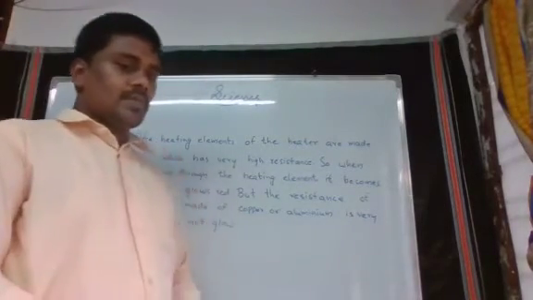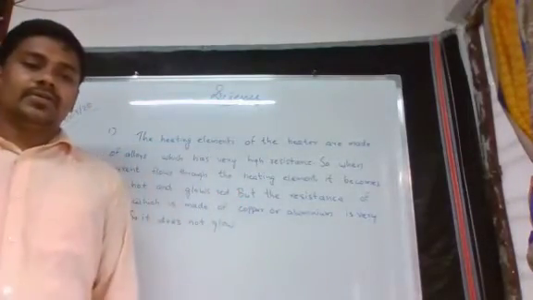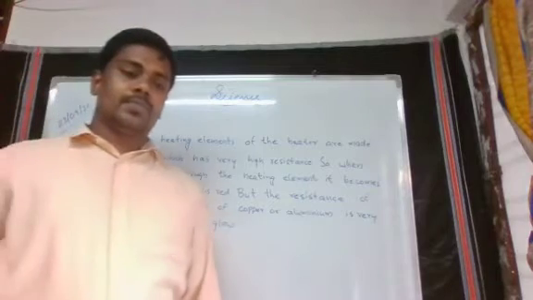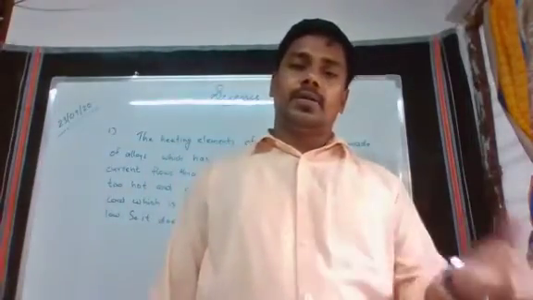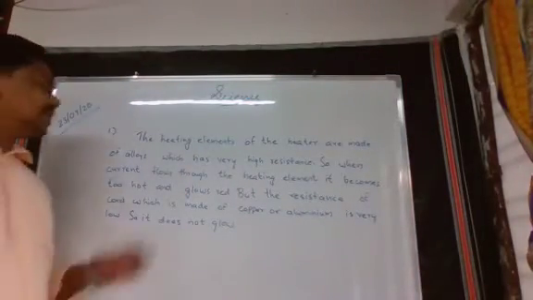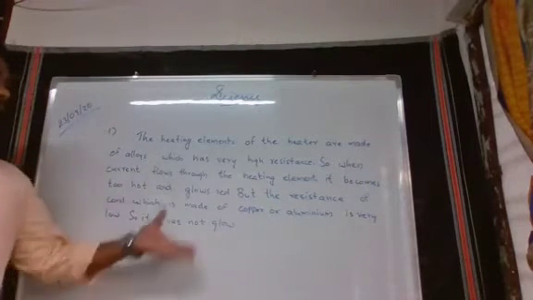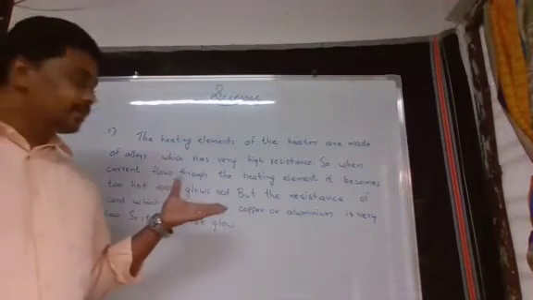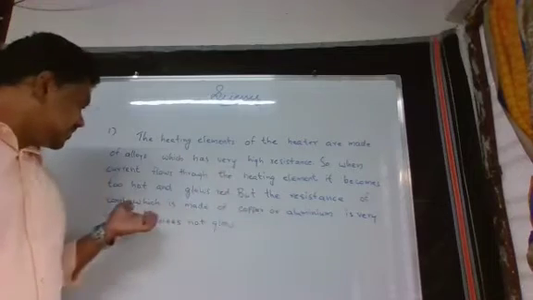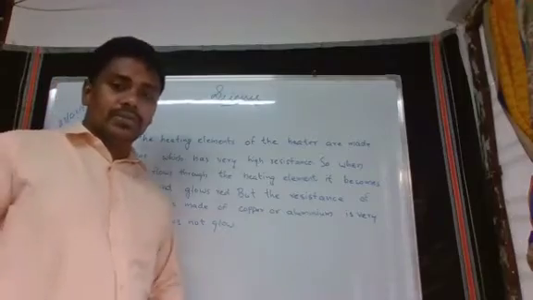Why does the cord of the electric heater not glow while the heating element glows? Okay. The answer is the heating element of the heater are made of alloys, which has very high resistance. So when current flows through the heating elements, it becomes too hot and glows red. But the resistance of the cord, which is made of copper or aluminium, is very low, so it does not glow. So let us move to our second question.